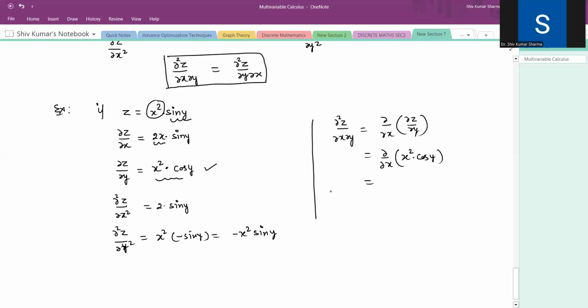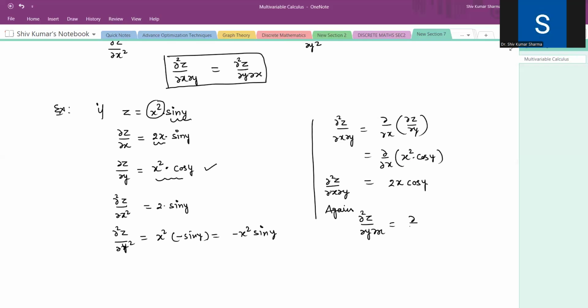So we differentiate partially this with respect to x. So this gives us 2x into cos y. We treat y as a constant. So ∂²z/∂x∂y, we have 2x into cos y. So this is ∂²z/∂x∂y. Again, we obtain the value of ∂²z/∂y∂x.